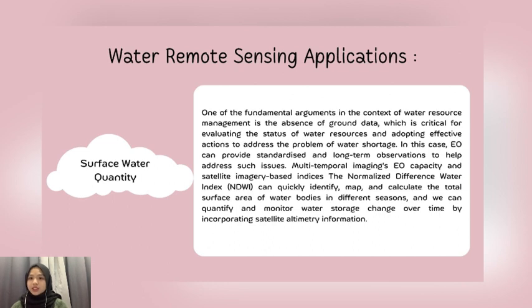Multi-temporal imaging, EO capacity and satellite imagery based on this. The normalized difference water index, NDWI, can quickly identify, map and calculate the total surface area of water bodies in different seasons, and we can quantify and monitor water storage change over time by incorporating satellite elevation information.